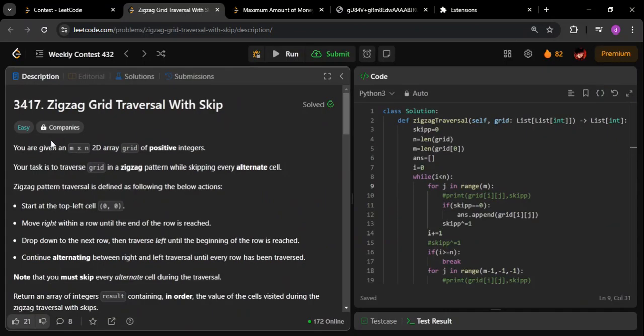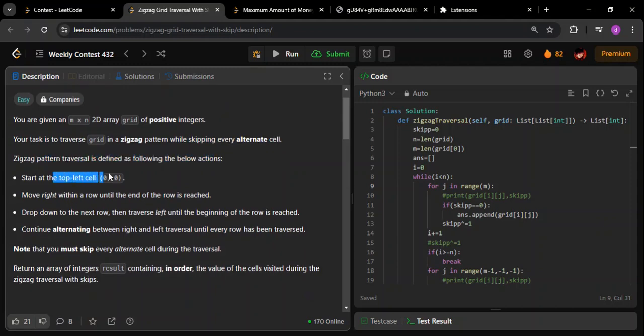You're given an m cross n 2D grid of positive integers. Your task is to traverse the grid in a zigzag pattern while skipping every alternate cell. This is what I explained initially. Zigzag pattern traversal is defined as follows. You are starting from the top left cell, which is 0 comma 0. Move right within a row until the end of the row is reached. This is about the first row.